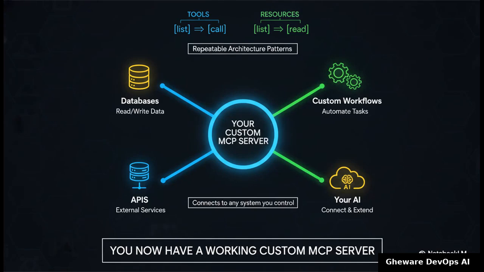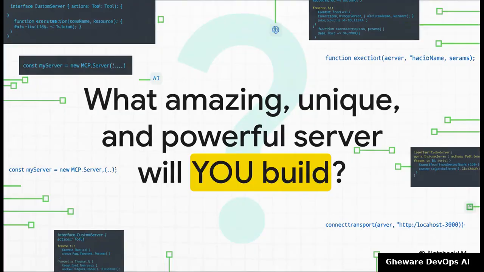So let's just take a step back. You've just built a working custom MCP server. But the most important thing to realize is that this pattern, this list and call for tools and list and read for resources, this is the key to everything. You can use this exact same blueprint to connect your AI to any system you control. An API, a database, a custom workflow, you name it. You've got the building blocks now. You know how to give an AI custom actions and custom knowledge.